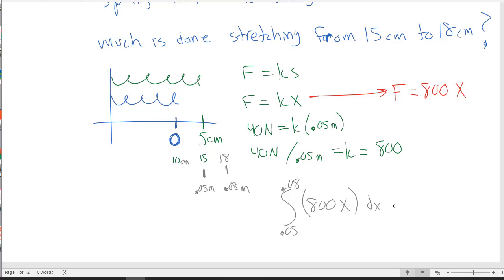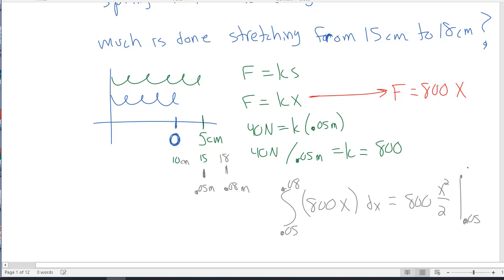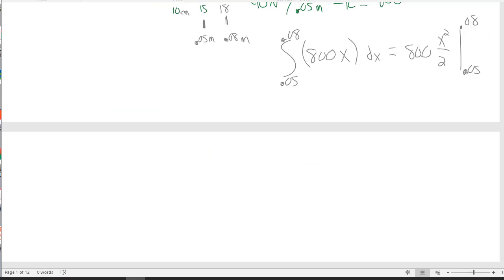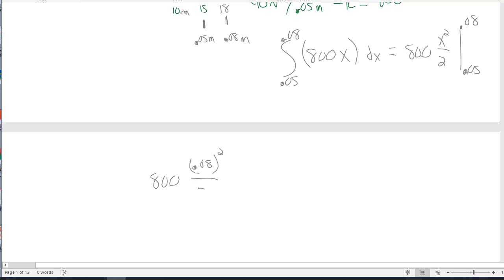So then to finish this integral, this really goes back to a Calc 1 problem, right? I'm going to pull the 800 out as a constant. The integral of x is 1/2 x squared, and then I'm going to evaluate from 0.05 meters to 0.08 meters. I'm going to plug in the upper limit, so I'm going to have 0.08 squared over 2, and then minus 0.05 squared over 2. Taking out my calculator, I get 1.56, and our work unit is joules within our metric system.